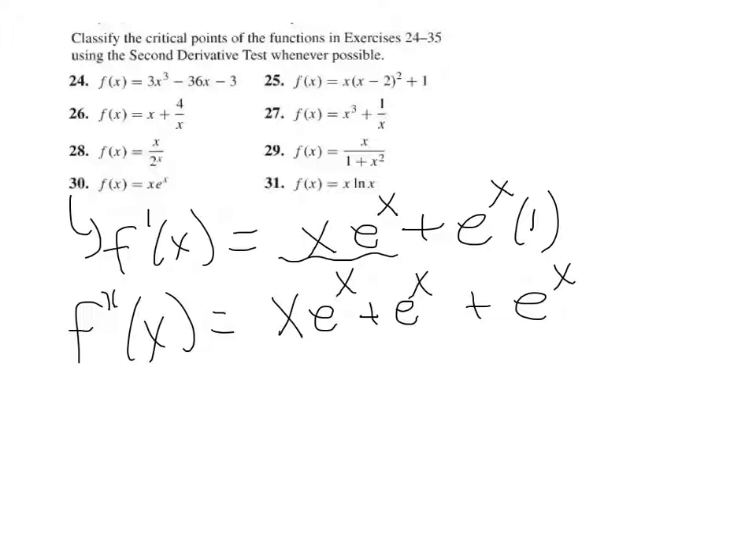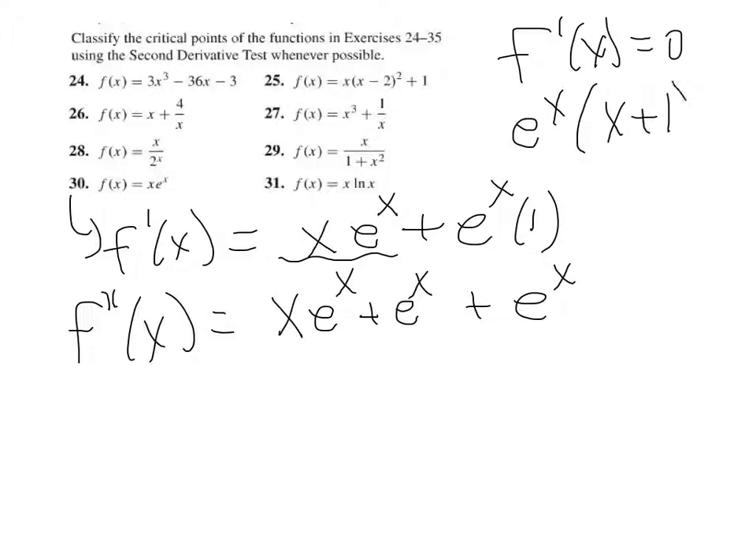So what can we do here? For the first derivative, I want to set that equal to 0. So I can factor out an e to the x. That leaves me x plus 1 equals 0. And since e to the x is never 0, we can ignore that. So when x equals negative 1, that's a critical value, a critical point for the function.